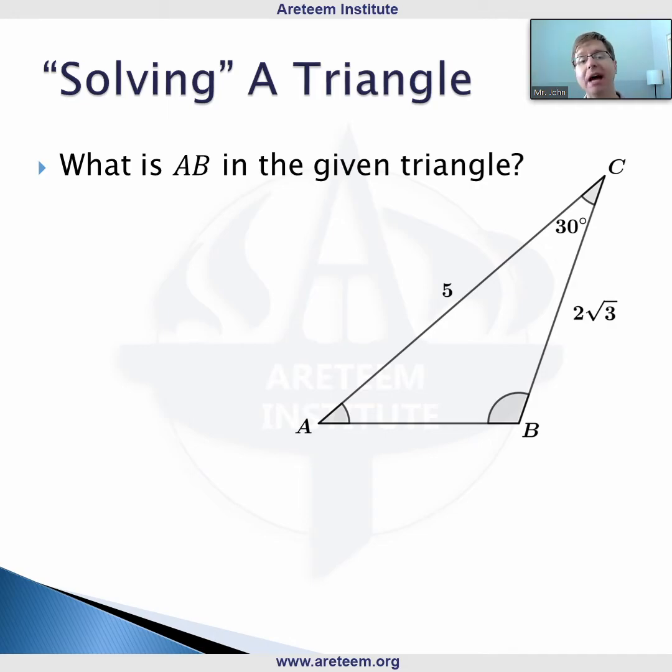So in this case, we have a triangle. It has 2 sides of 5 and 2 square root of 3. We have a 30-degree angle. And in this first portion of the problem, we want to find the missing side length AB. So we want to find AB, right, which I'm going to call the little c in this case, because it's opposite that angle C.